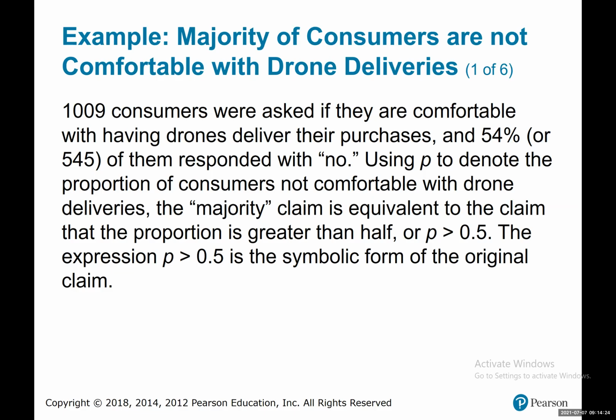Example, majority of consumers are not comfortable with drone deliveries. 1,009 consumers were asked if they are comfortable with having drones deliver their purchases, and 54% or 545 of them responded with no. Using p to denote the proportion of consumers not comfortable with drone deliveries, the majority claim is equivalent to the claim that the proportion is greater than half, or p is greater than 0.5. The expression p greater than 0.5 is the symbolic form of the original claim.